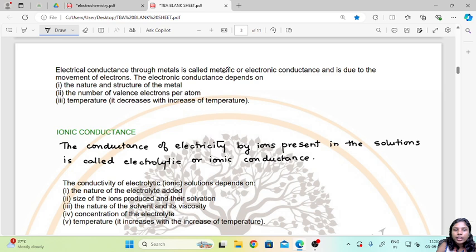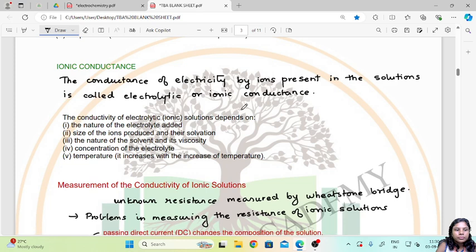Electronic conductance depends on three major factors. First is the nature and structure of the metal. Then we have the number of valence electrons per atom, because these are the electrons that are going to travel. Lastly we have the temperature: electrical conductance in metals decreases as we increase the temperature.